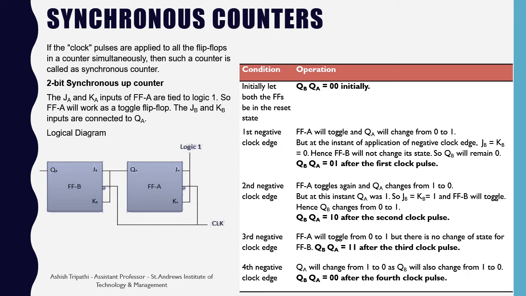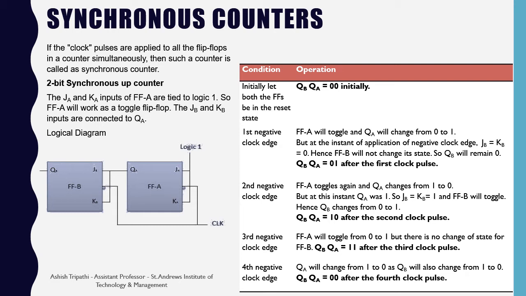After applying the third negative clock edge, flip-flop A will again toggle and now it will become 1. So QA will become 1, but there is no change in the state of flip-flop B because the previous QA was 0. Hence QB will remain at 1. Hence you will be getting QB QA as 1 1, which is the decimal number 3.